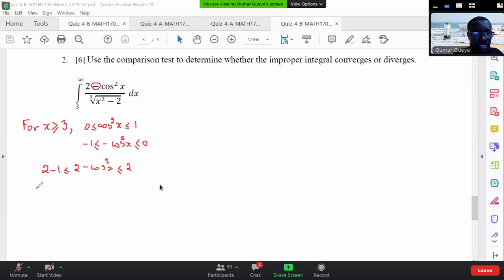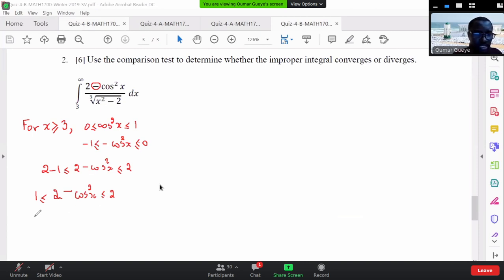And now we will get 1 less or equal to 2 minus cosine square of x less or equal to 2. And you guys can see I squeeze my numerator between 1 and 2. Now I'm going to handle the denominator, and to do it, I have just to divide by the denominator.